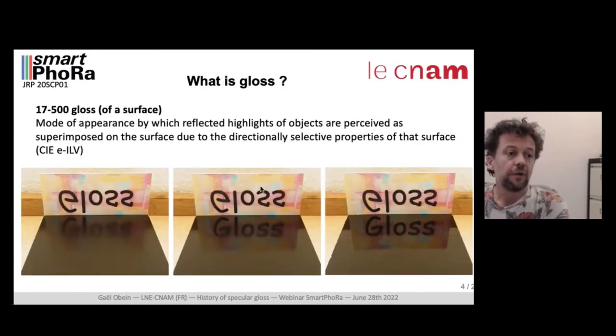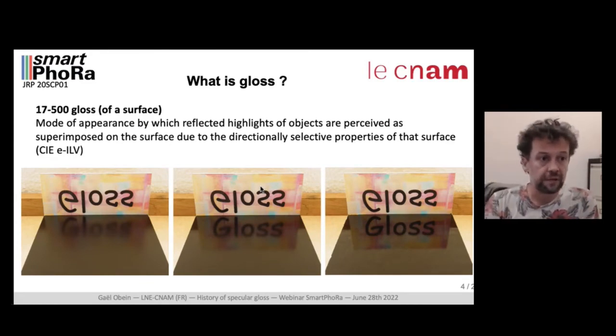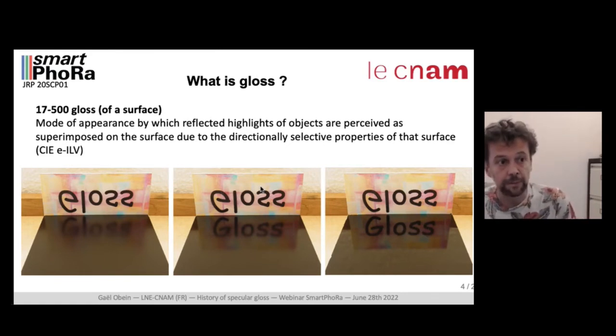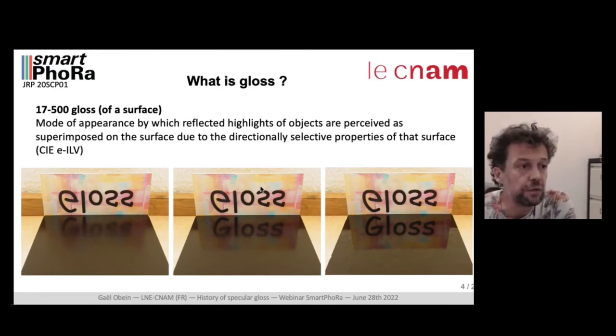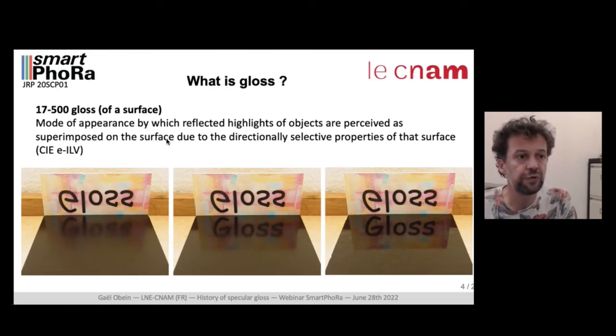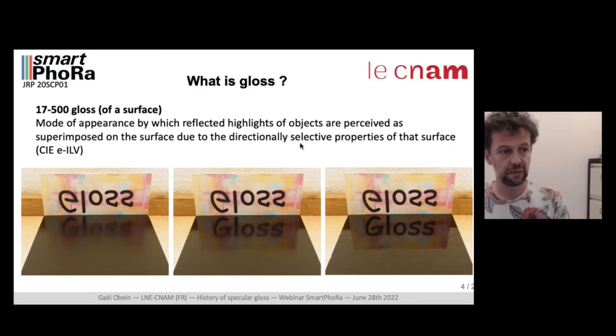In fact, all this work is there to measure gloss, so maybe the best is to ask ourselves, as they did at the beginning of the 20th century, what is gloss? If you go to the definition given by CIE, gloss is the mode of appearance by which the reflected highlights of objects are perceived as superimposed on the surface due to the directionally selective properties of that surface.